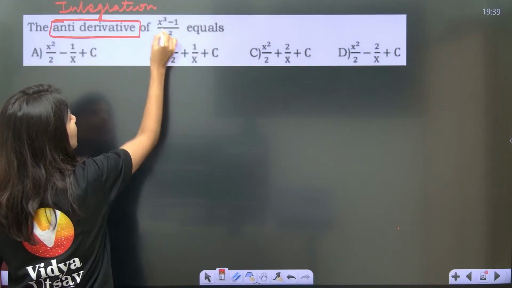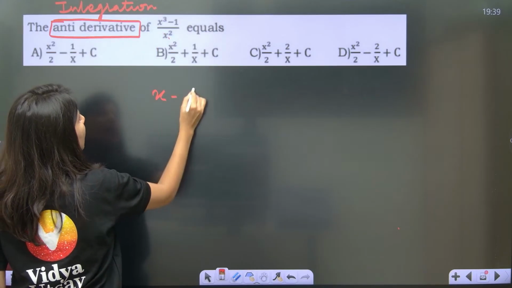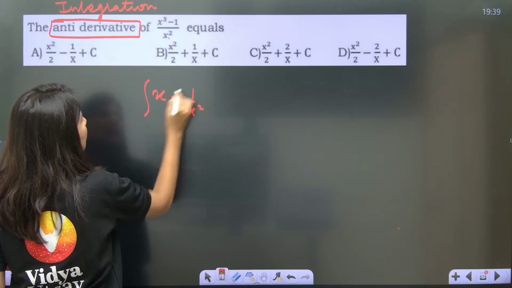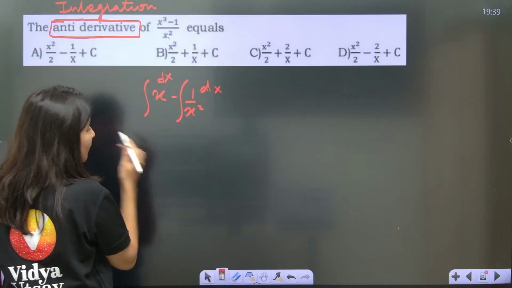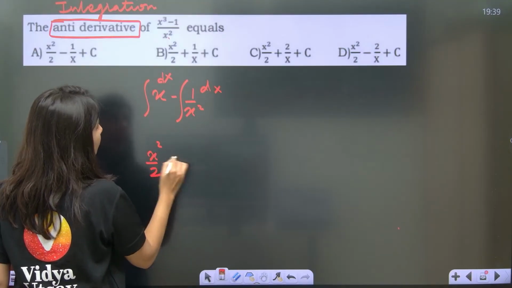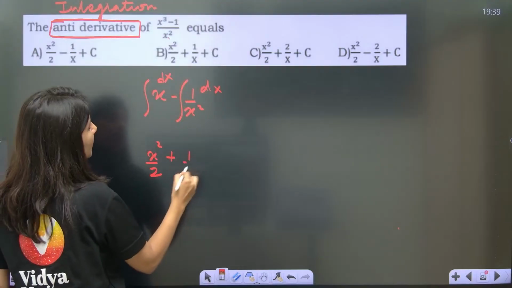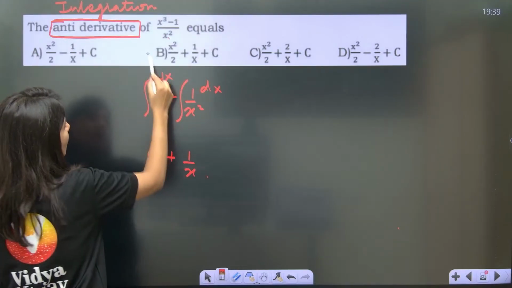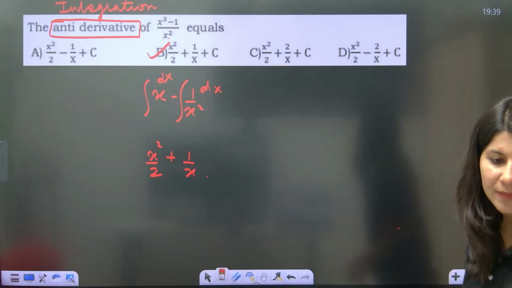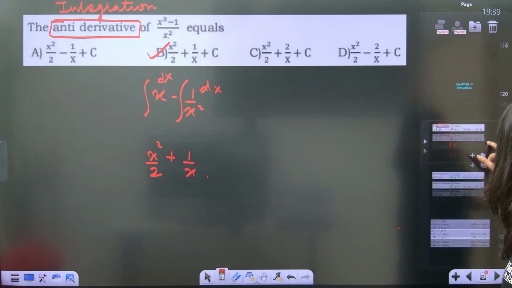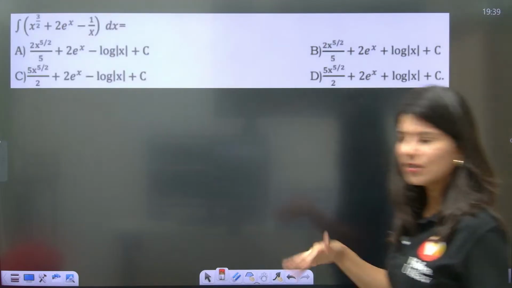So x cube by x square is x, minus 1 upon x square, integrate with respect to dx. Let's do it. Integration of x is x square by 2. Integration of minus 1 upon x square is 1 upon x. Option B. Yes, option B. Now, next question. Easy questions in the beginning.